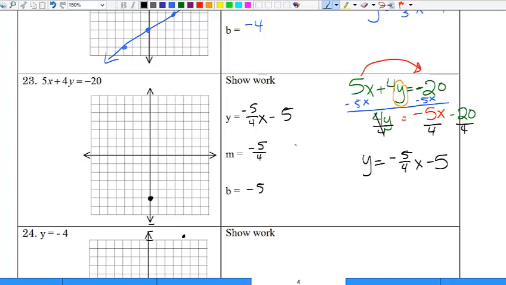So what I could do instead of rising -5 and running +4 is I could rise a +5, 1, 2, 3, 4, +5, and then run a -4, 1, 2, 3, 4 to the left. Either way, you're going to get a straight line here. And if you don't want to include the one way off your graph, I totally understand that. I wouldn't probably do that myself, but I wanted to make sure everyone could see why you're going either down and to the right or up and to the left, and they still land on the same line.